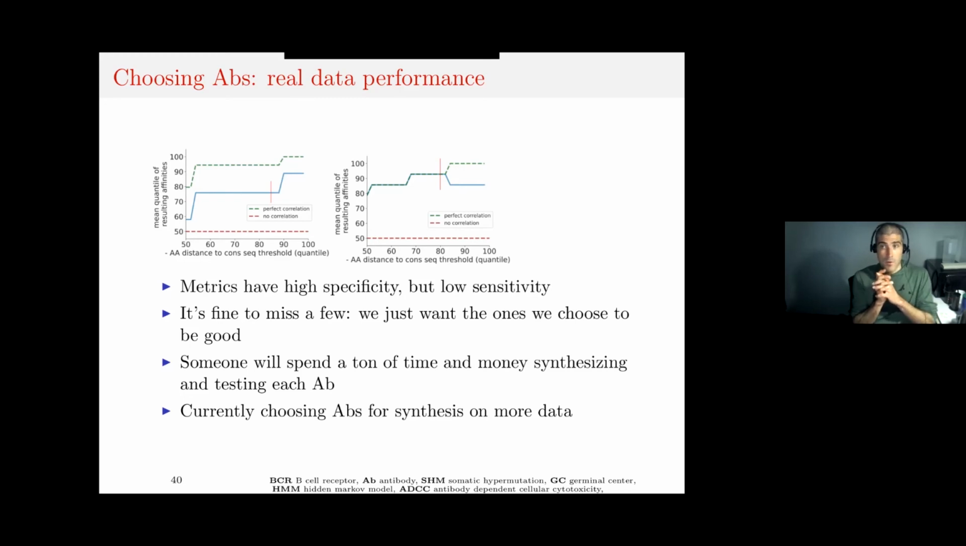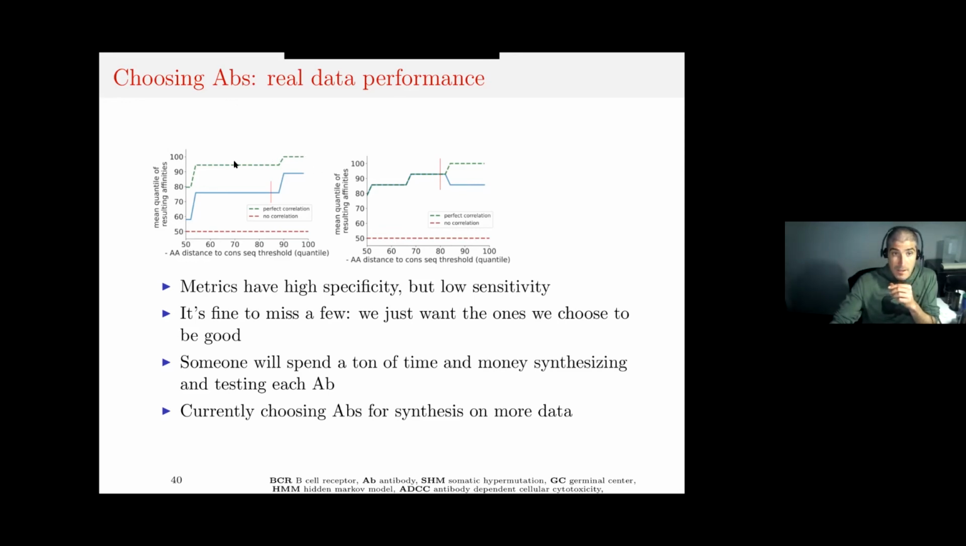And the way I'm quantifying performance in these plots is that we're saying, if I choose the best 15% of antibodies based on my metric on the x-axis here, what's the percentile in terms of affinities of those antibodies? So if we choose the best in terms of a metric, are those also the best in terms of affinity, which is what you actually want?